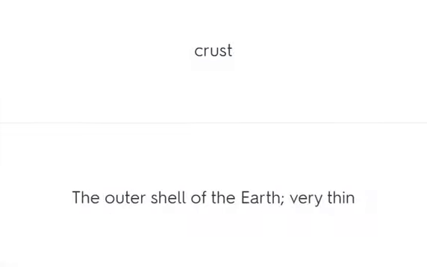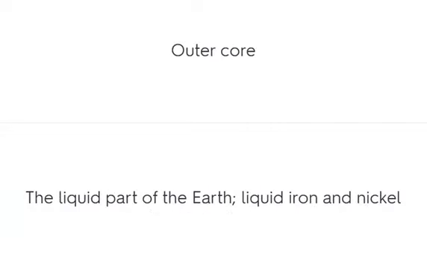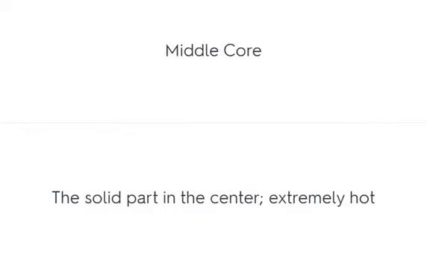Crust: the outer shell of the earth, very thin. Mantle: the second layer of the earth, goes about halfway to the center. Outer core: the liquid part of the earth, liquid iron and nickel. Middle core: the solid part in the center, extremely hot.